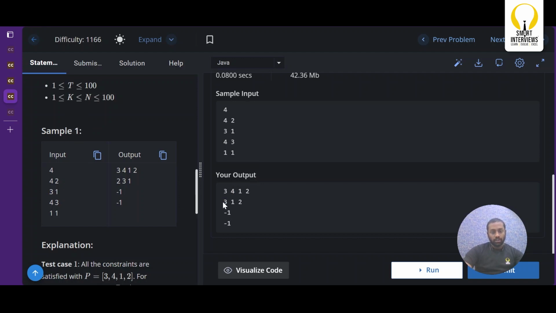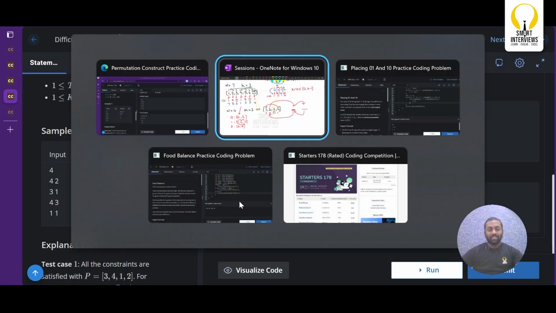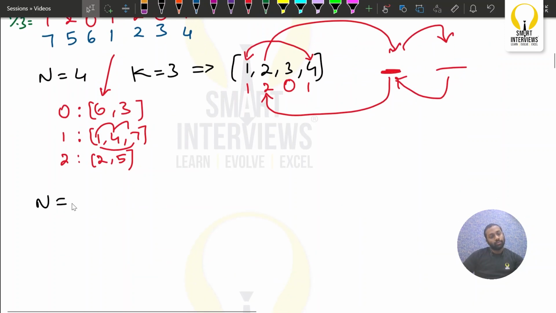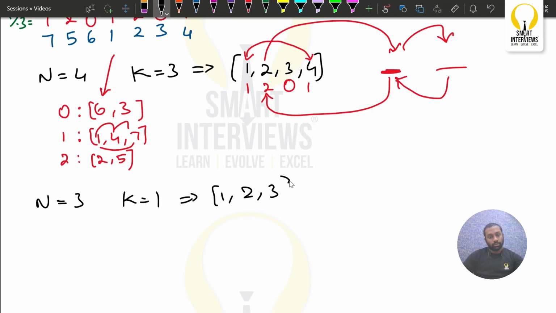3 remainder is 0, 1 remainder is 0, 2 remainder is 0. It seems to be confusing, I guess. So initially our array was n equal to 3, k equal to 1, which means our array was 1 2 3, and the indices were also 1 2 3.